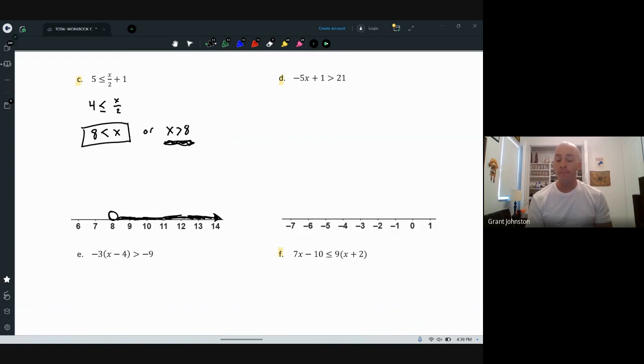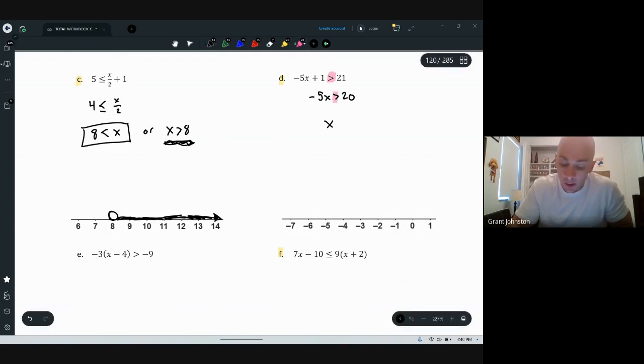Now let me show you D. We solve this by subtracting 1 from both sides. It's going to be 20. Divide by -5. Now here's the catch. I'm not going to get into the whole explanation as to why, but one thing you have to remember is that when you're solving inequalities, whenever you divide or multiply by a negative number, the inequality symbol needs to flip. Previously, it's been showing greater than. Since we're dividing by -5 in this last step, we flip it.